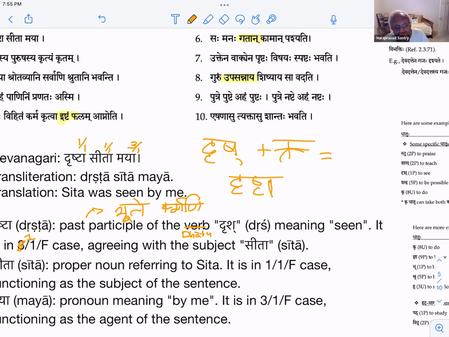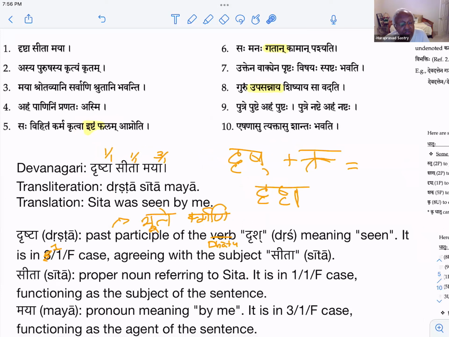Now, Sita is 1-1, Drishta is 1-1. Now it has to be Samanadhikaranam because this is a karmani bhute word. So that means it is pointing to the karma of the sentence, and it's also giving the past tense sense. The karma, the object of seen, is Sita, right? Sita was seen. Okay, I was not seen. Is that clear? Dhanyavad.